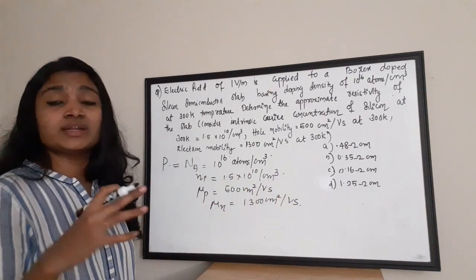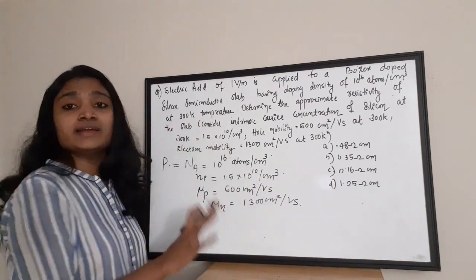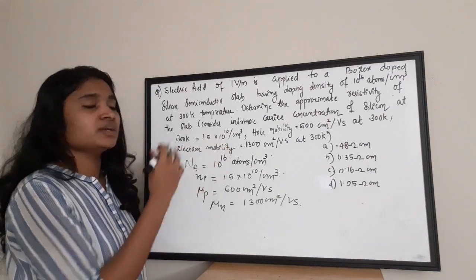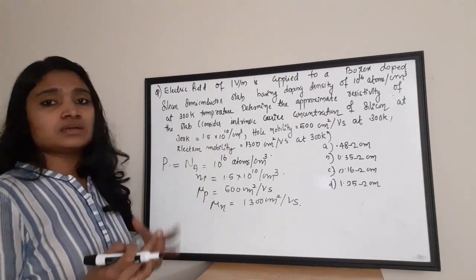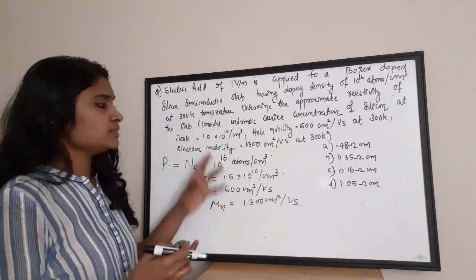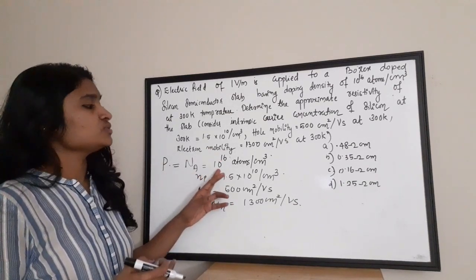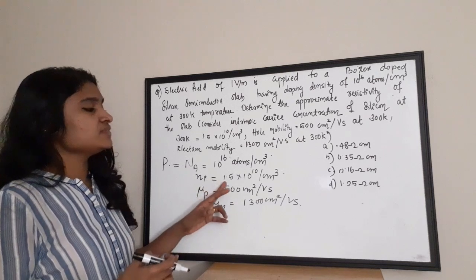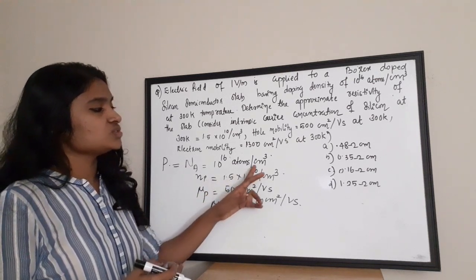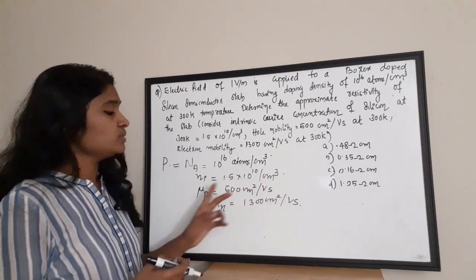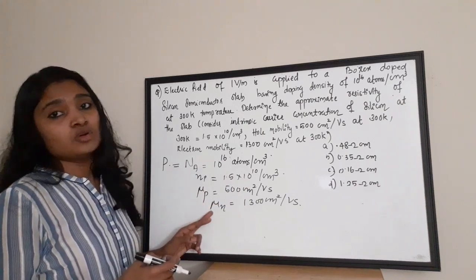Now, if you are going for a competitive exam, you don't need to write like this. You can directly answer from the question. Anyway, I am just explaining, so that's why I am writing this. So, P is equal to the doping concentration, which is 10 raised to 16. Ni is given as 1.5 into 10 raised to 10 per centimeter cube. Mu N, the electron mobility, and mu P, the hole mobility, are also given.